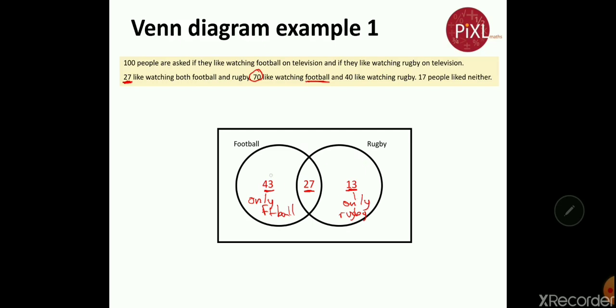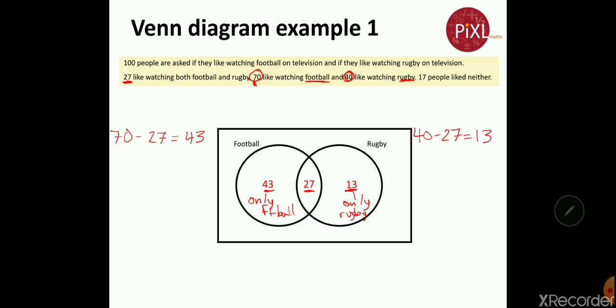So the way we got these numbers, okay, we said, so in our football circle, we have to have 70 in total in this football circle. We already have 27 here. So we went 70 minus 27, and that gave us 43. So that's where that 43 came from. Same thing with the rugby. We have 40 that like watching rugby. So this 27 is already part of the 40. So then we go 40 subtract 27 equals 13. So that's where the 13 came from.